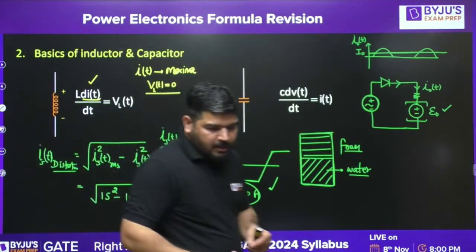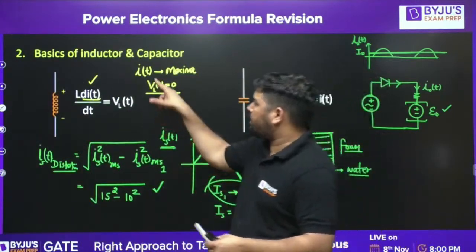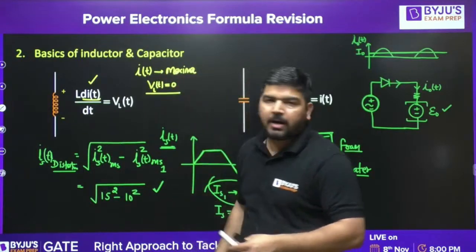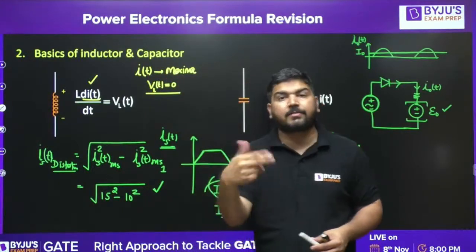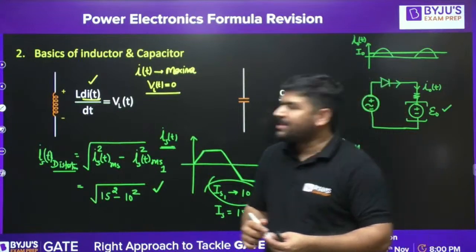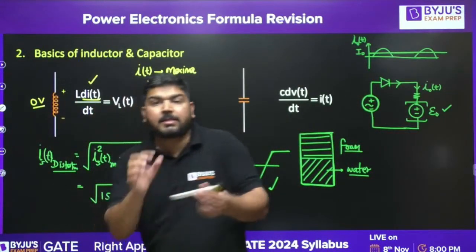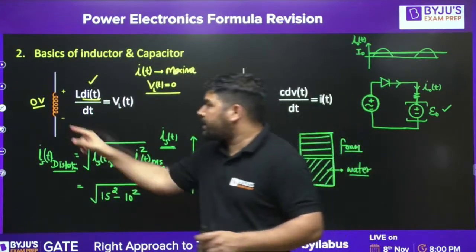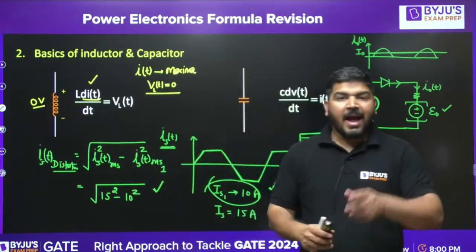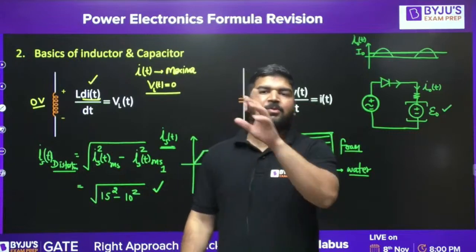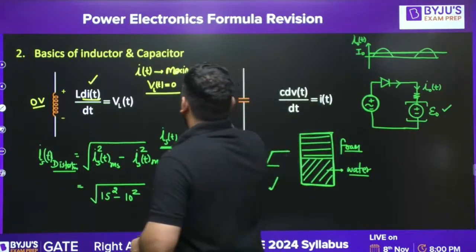It means whenever current has maxima, at that point VL(t) is 0 and vice versa. It means if the inductor has 0 voltage instantaneously, let's say at some instant voltage across inductor is 0, at that instant you will have the maxima of the current or minima of the current. Maxima or minima.